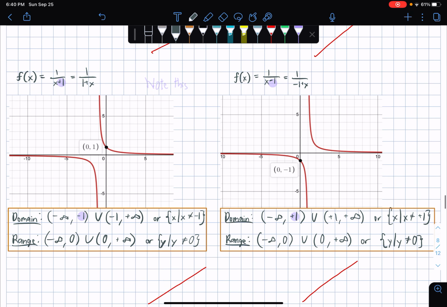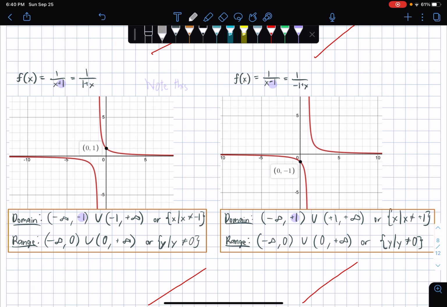So yeah, let's say x plus 1 or 1 plus x, you get something like this. And for x minus 1 or negative 1 plus x, you get something like this. So I'll give a conclusion here. If there's another number beside the denominator x, which is positive, then the domain will be that same number, but negative. And for the range, it's still 0.